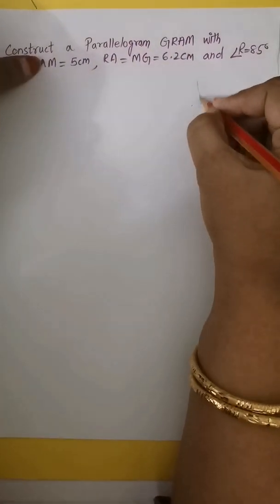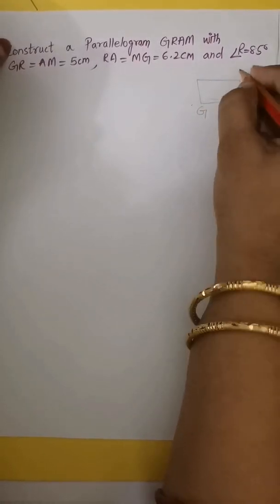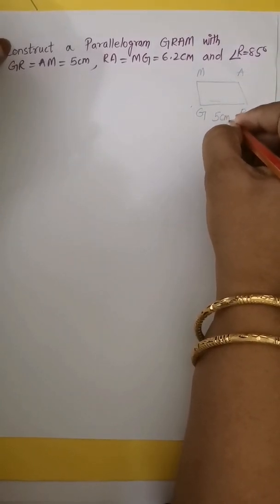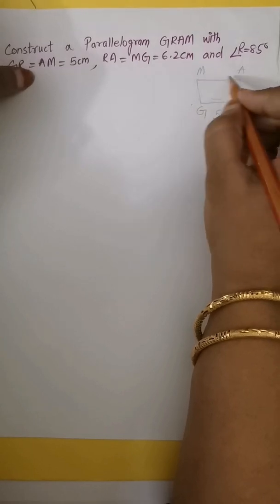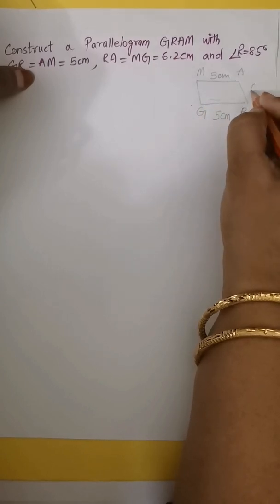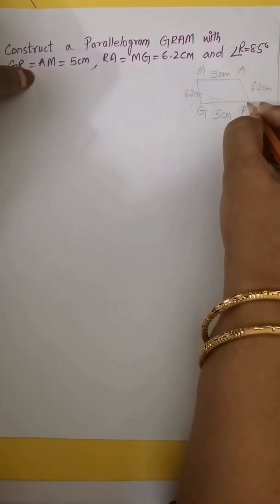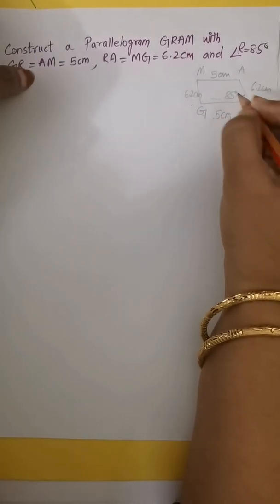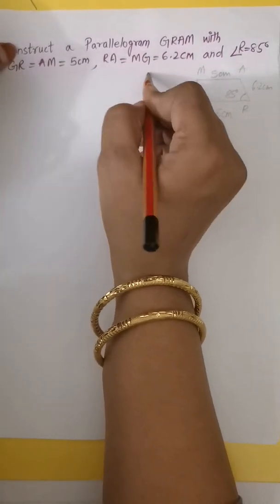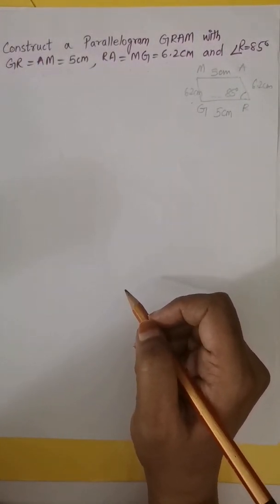First of all, we'll draw the rough sketch, children. The name of the parallelogram is GRAM. Now GR is given as 5 centimeter, which is equal to AM. This is also 5 centimeter. RA and MG are equal to 6.2 centimeter. These two are 6.2 centimeter. And angle R is equal to 85 degree. These 5 measurements are given. Here 2 measurements, here 2 measurements, as opposite sides of a parallelogram are equal. And one angle is given.